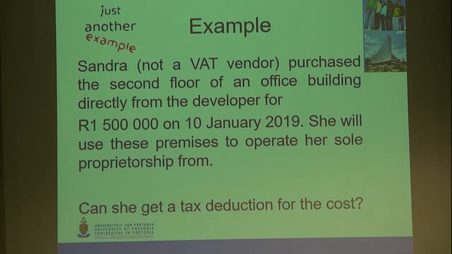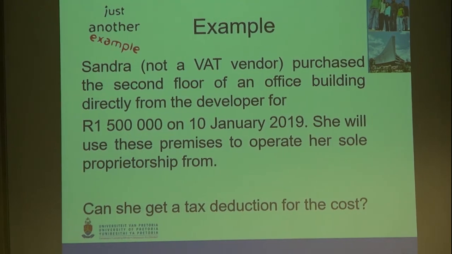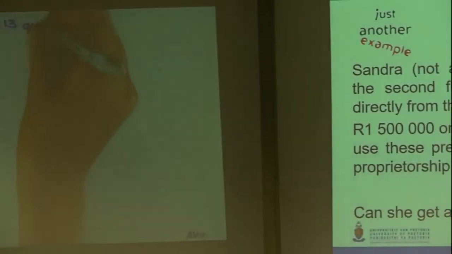Okay, can she get a tax deduction? Yes, she can get a tax deduction. The question just for us now is what will her tax deduction be? Okay, so let's quickly do this example. Okay, we know that she meets all the requirements, new and unused, it's used in her trade. The only thing that we know we need to apply here is she's purchasing a part of a building, so we need to pull out the portion of the land cost.